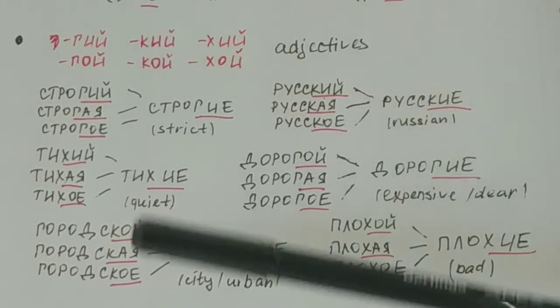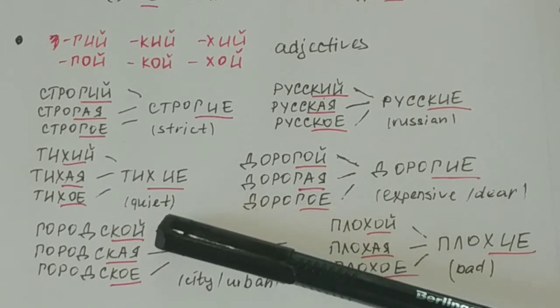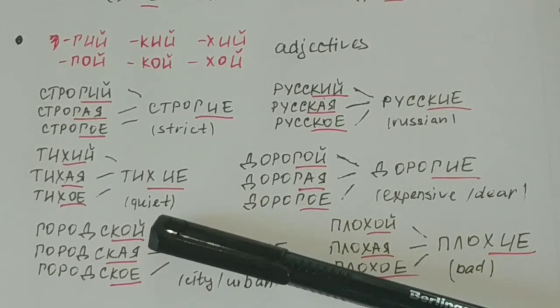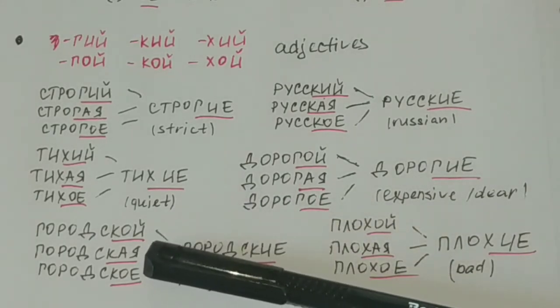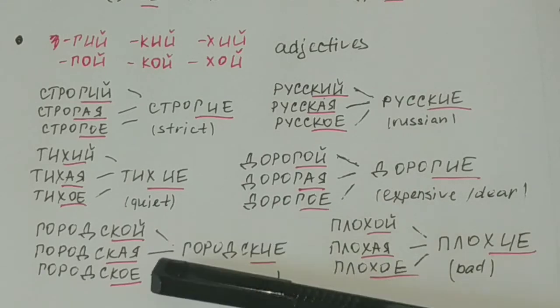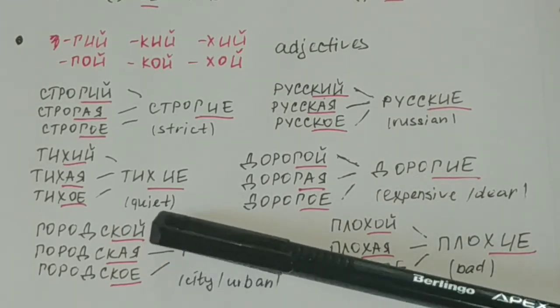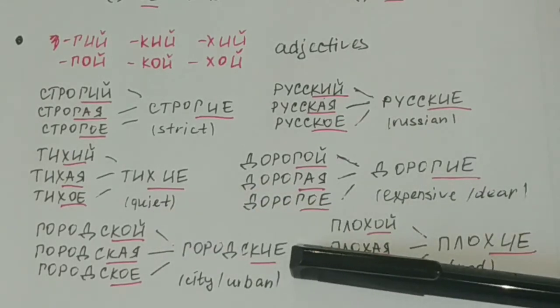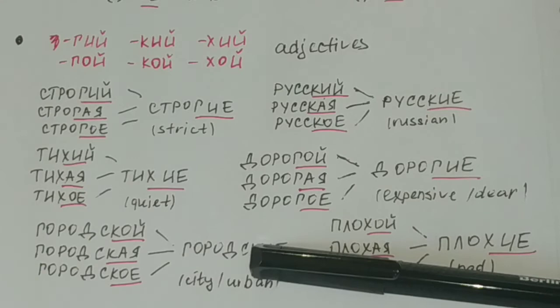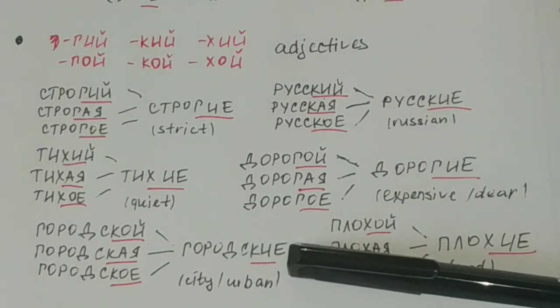For кой, we have городской. It is masculine gender or dictionary form, and it means either city or urban. Feminine gender version is городская, and neuter is городское, and they form their plural version by dropping the last two vowels and changing them into ие. So we get городские, it is the plural form.